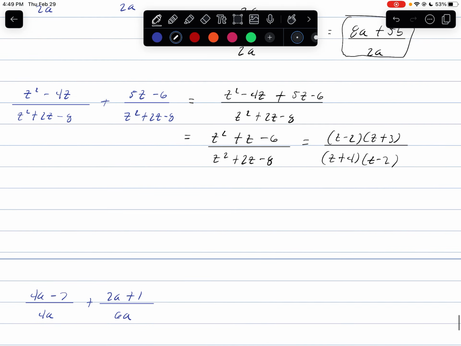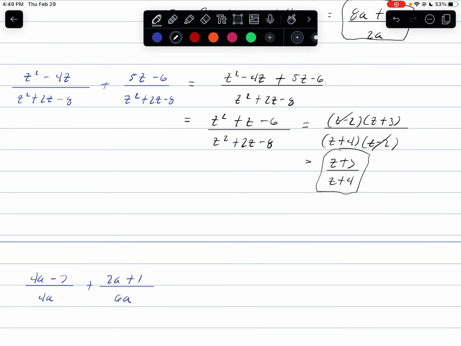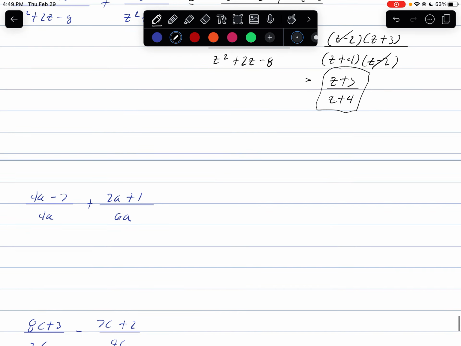Okay? And we should be able to cancel a little bit here. We have z minus 2 and z minus 2. So those will cancel, and we're left with z plus 3 over z plus 4. And that is as much as we're going to be able to simplify this. Okay, so what about a situation where they don't have a common denominator?